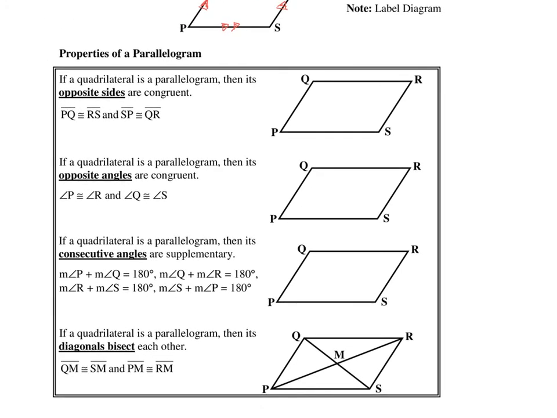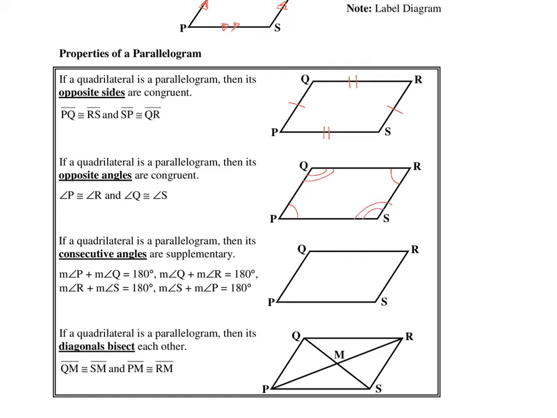If a quadrilateral is a parallelogram, then its opposite sides are congruent. PQ is congruent to RS. Segment SP is congruent to segment QR. If a quadrilateral is a parallelogram, then its opposite angles are congruent. Angle P is congruent to angle R, and angle Q is congruent to angle S.